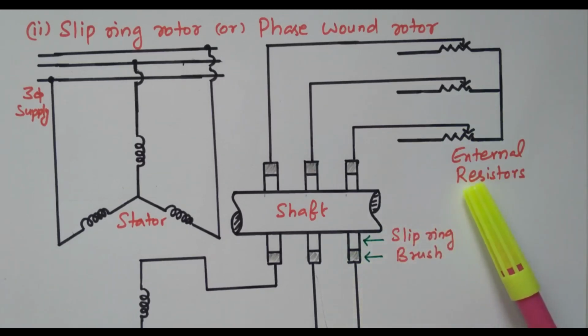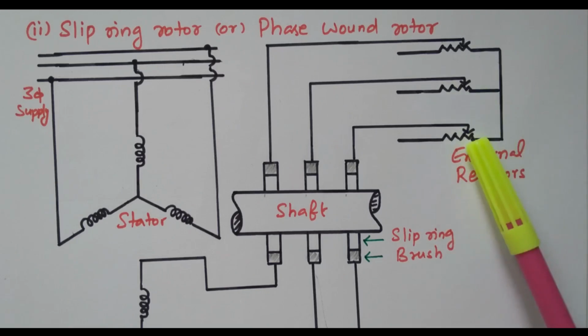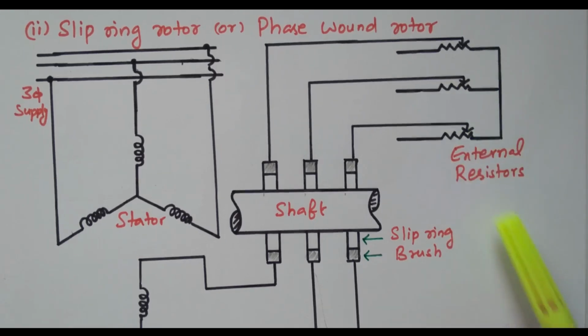This external resistor is used to limit the starting current. That is the main purpose. This facility is available in the slip ring or phase wound rotor, but it is not possible in the squirrel cage rotor.